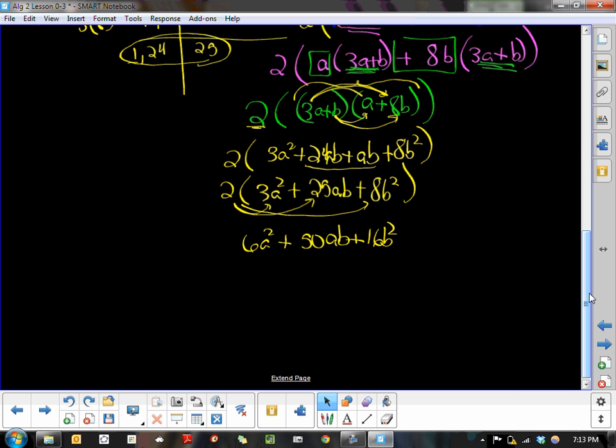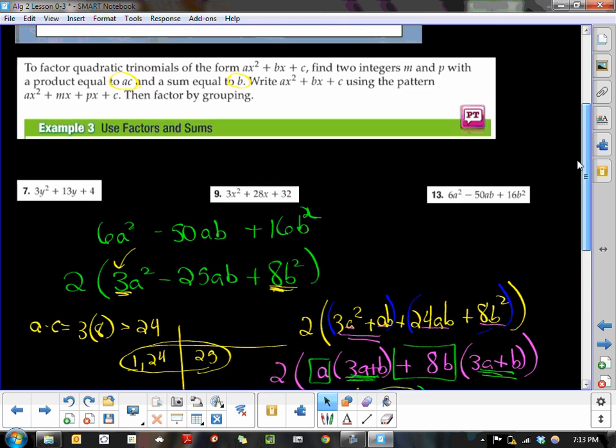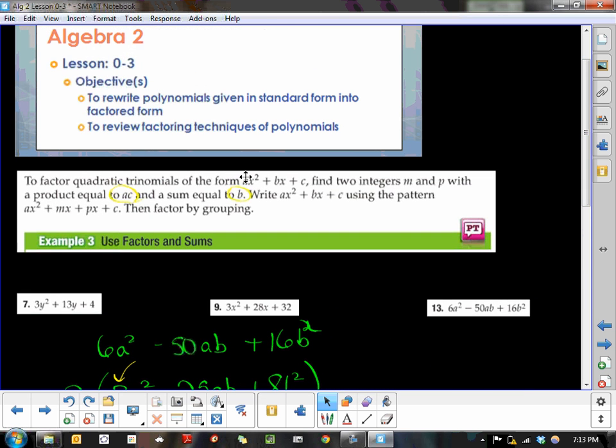So there's a factorization process where you utilize the factoring by grouping technique in order to factor probably the most complicated variety, which is when you have a leading coefficient that is not a 1.